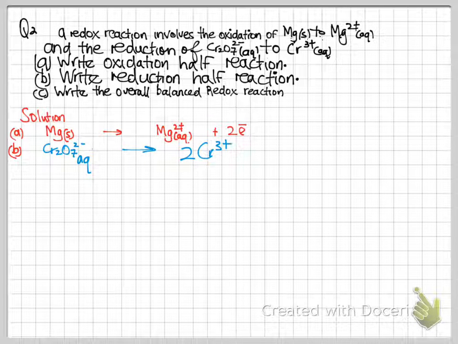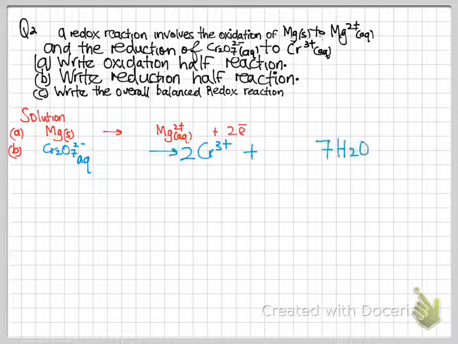We have Cr2O7 2- going to Cr3+, but we have to add 2 in front of the Cr3+ so we can balance the chromium on either side of the equation. Now looking at the equation, we see there are 7 oxygens on the left. We need 7 oxygens on the right, and we can only do that by adding 7 moles of water.